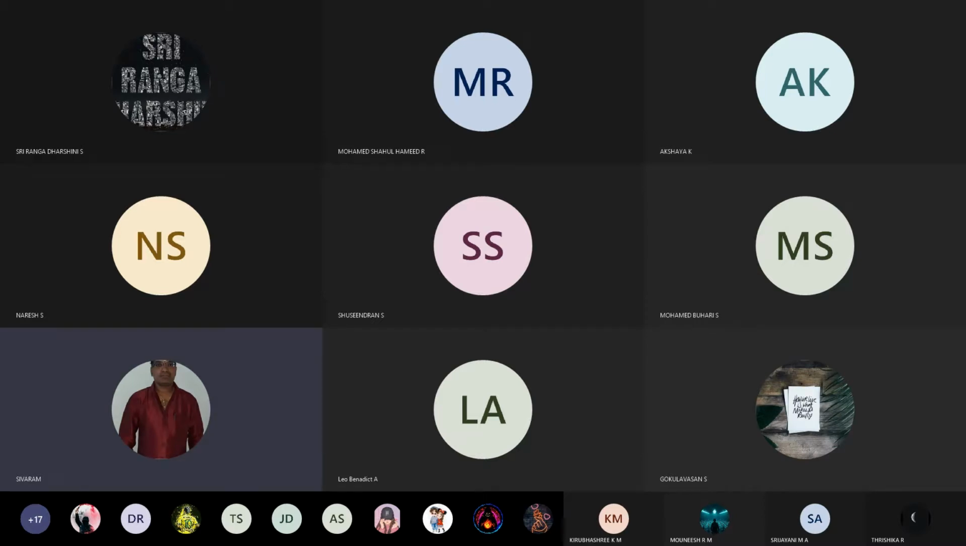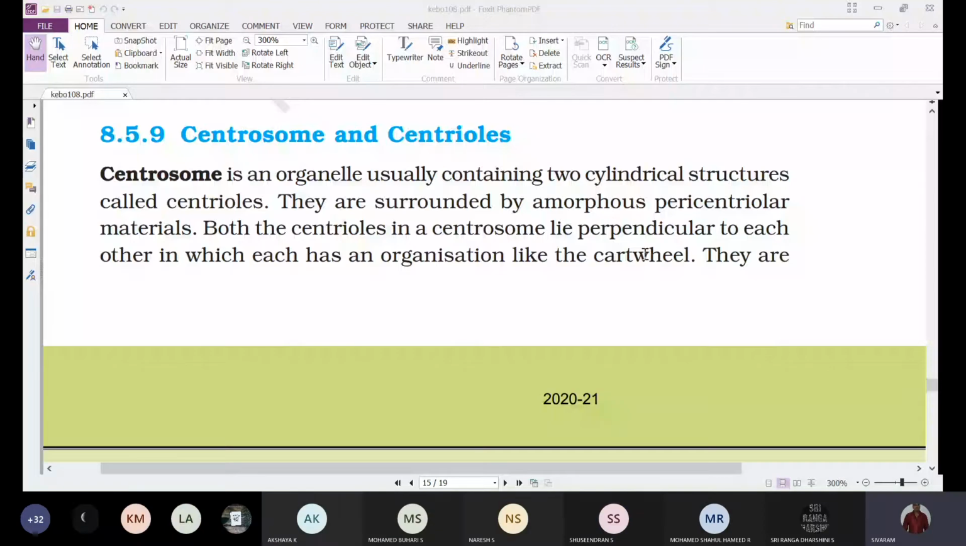Some other cell organelles like a centrosome and centrioles are usually present only in animal cells but absent in plant cells. Centrosome is an organelle usually containing two cylindrical structures called centrioles.